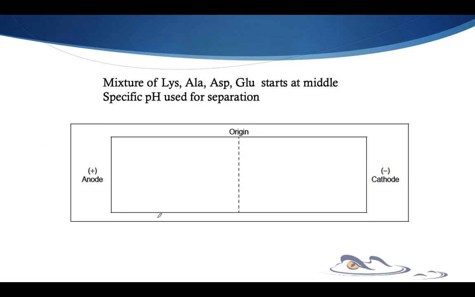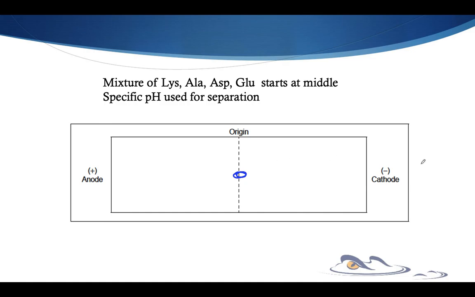So let's consider here a mixture of lysine and alanine and aspartic acid, and glutamic acid. So let's say we have a mixture and it's all right here. So this is that little glass slide that we were talking about, right?